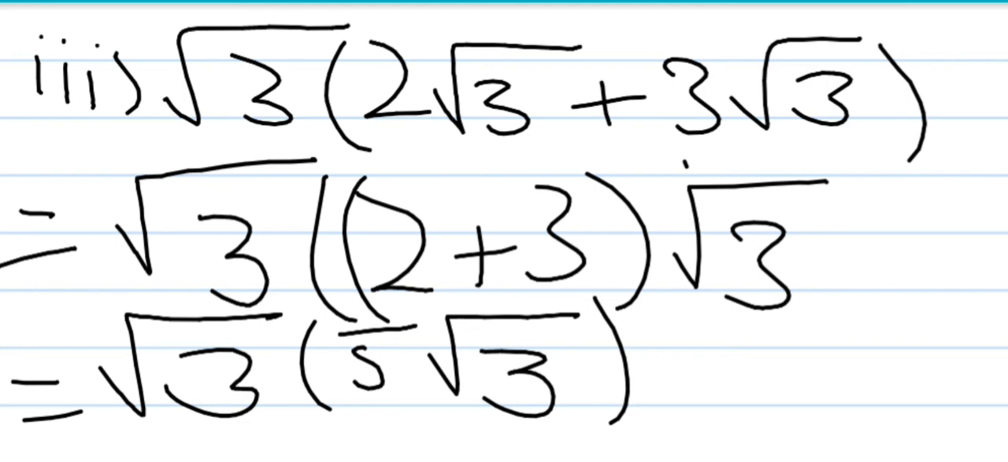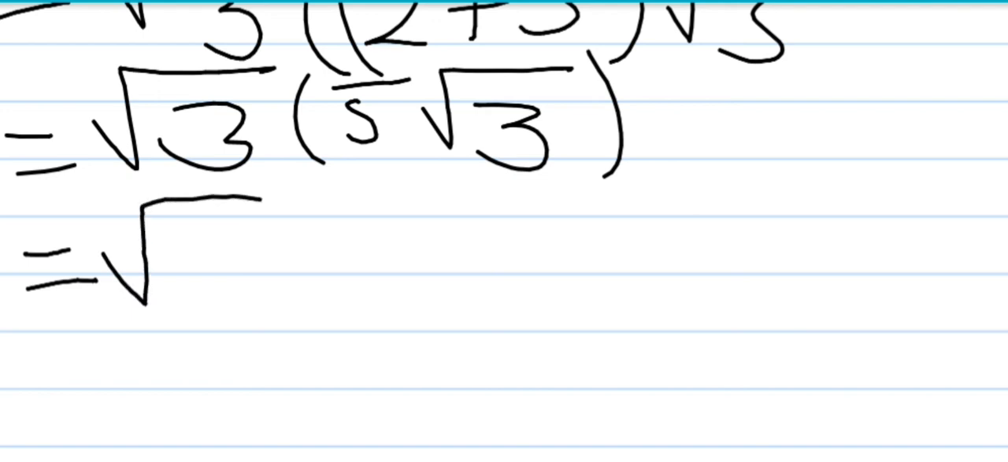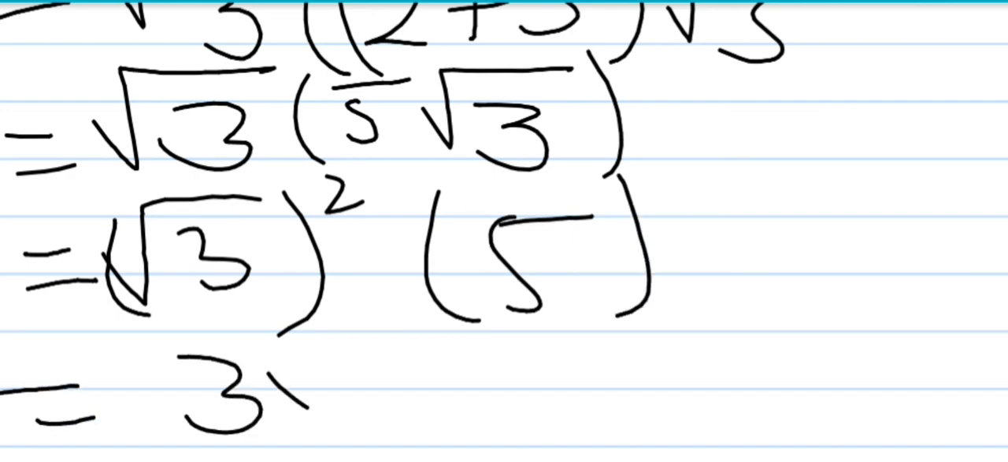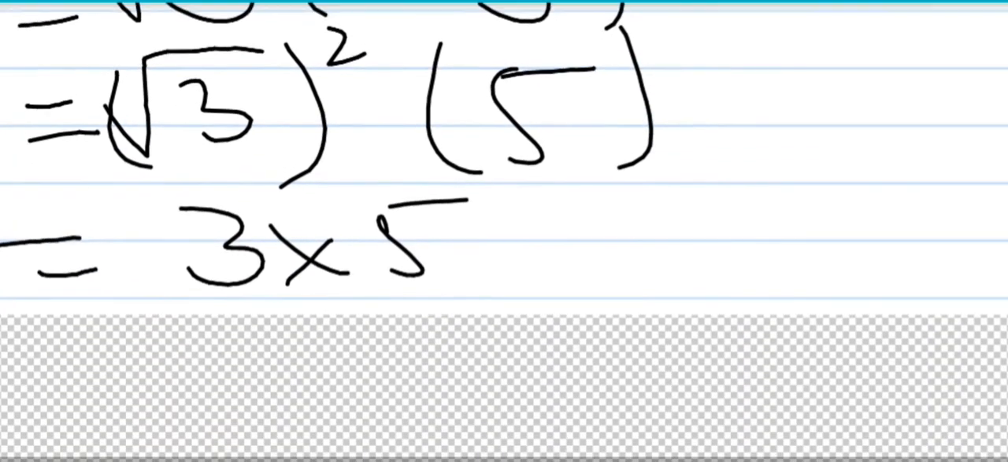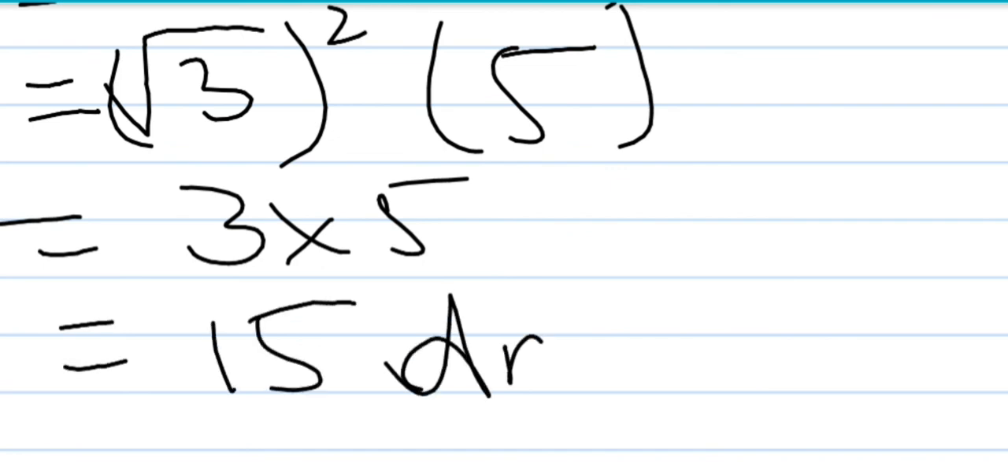So we will now write it as under root 3. When this will multiply with this, it will become under root 3 whole square. So under root 3 whole square into 5. Then under root 3 whole square is 3, and 3 multiplied by 5 is 15, and it is the answer.